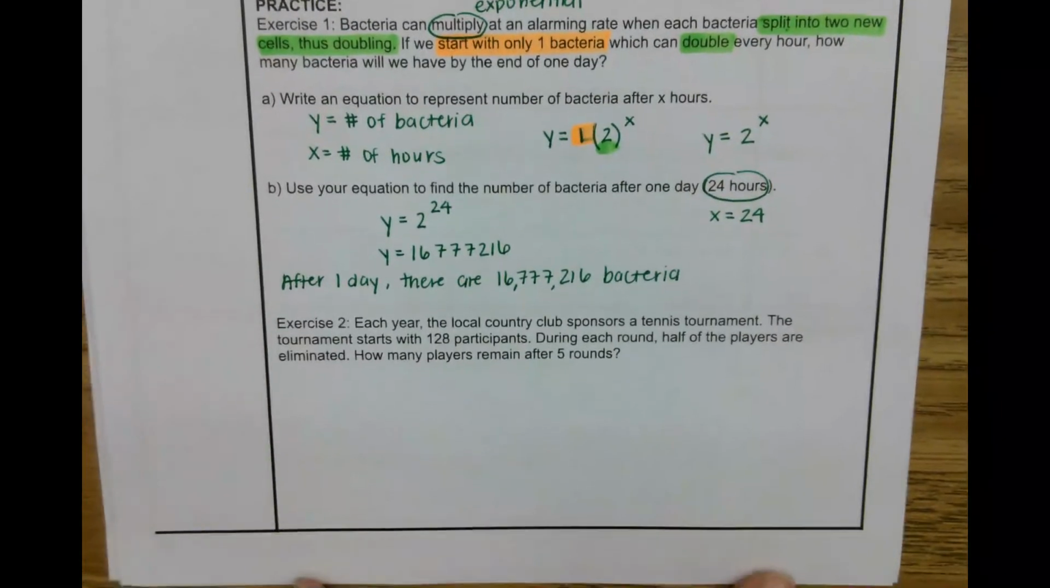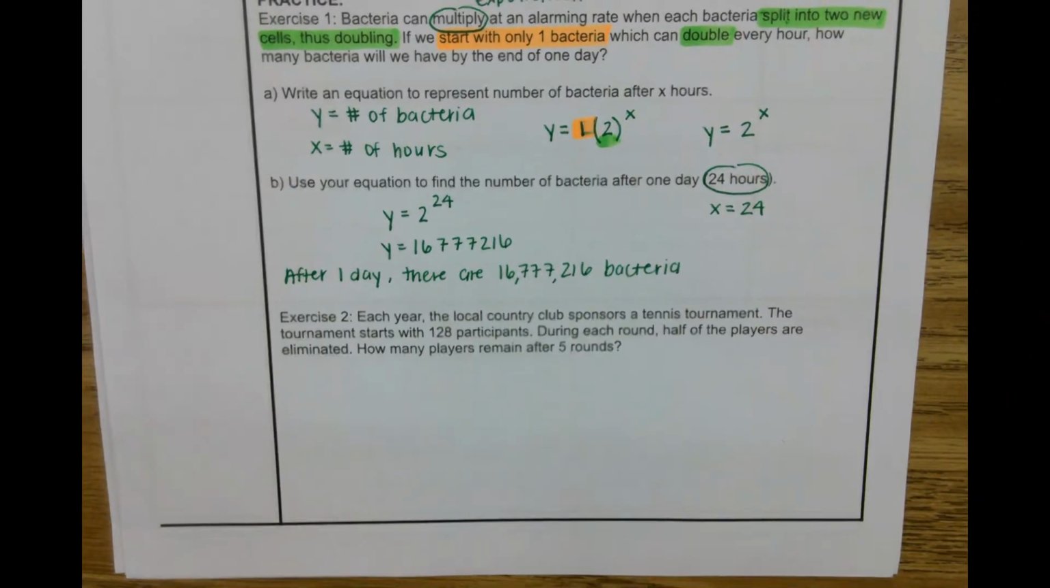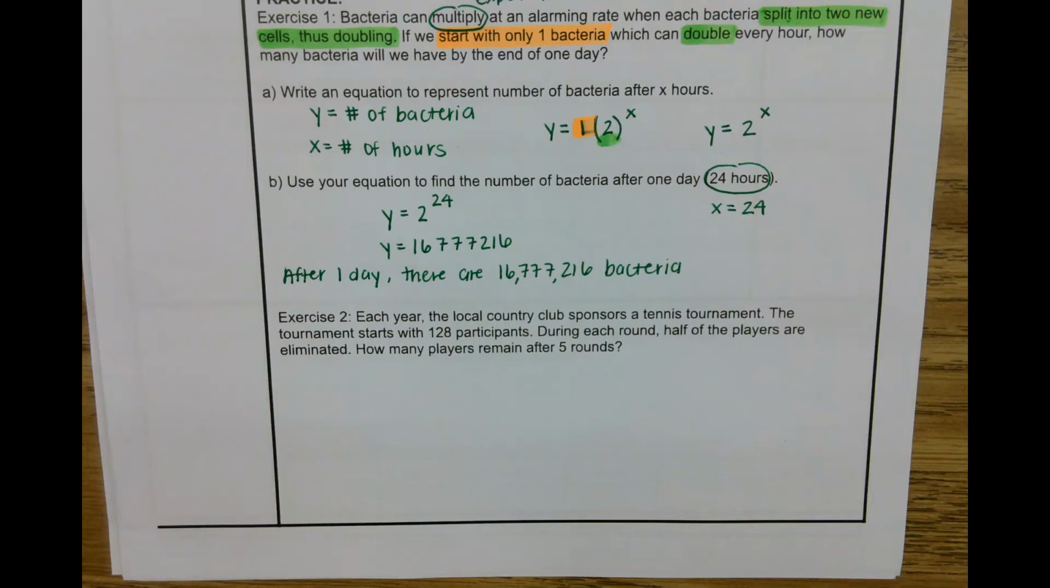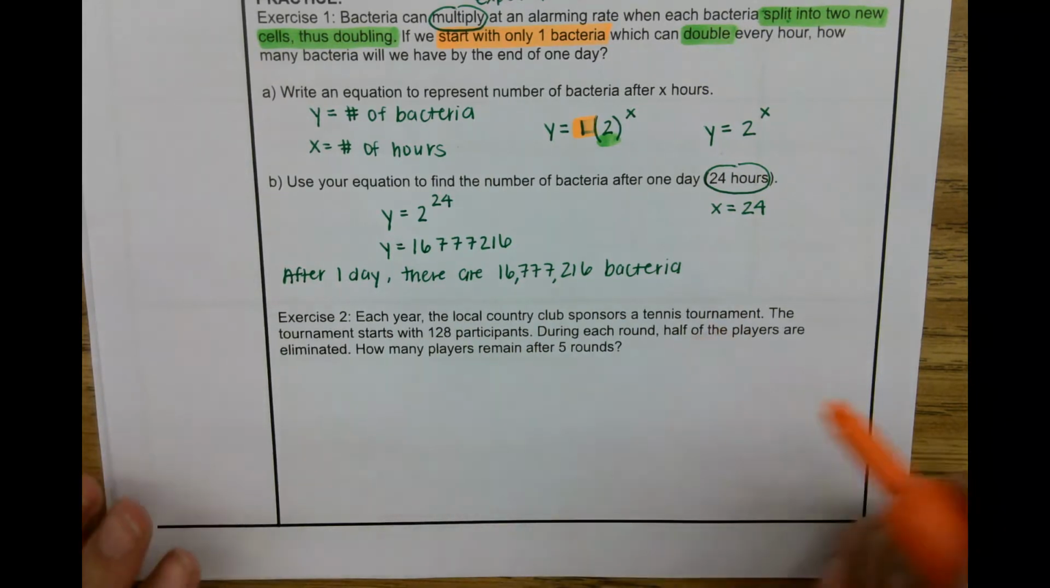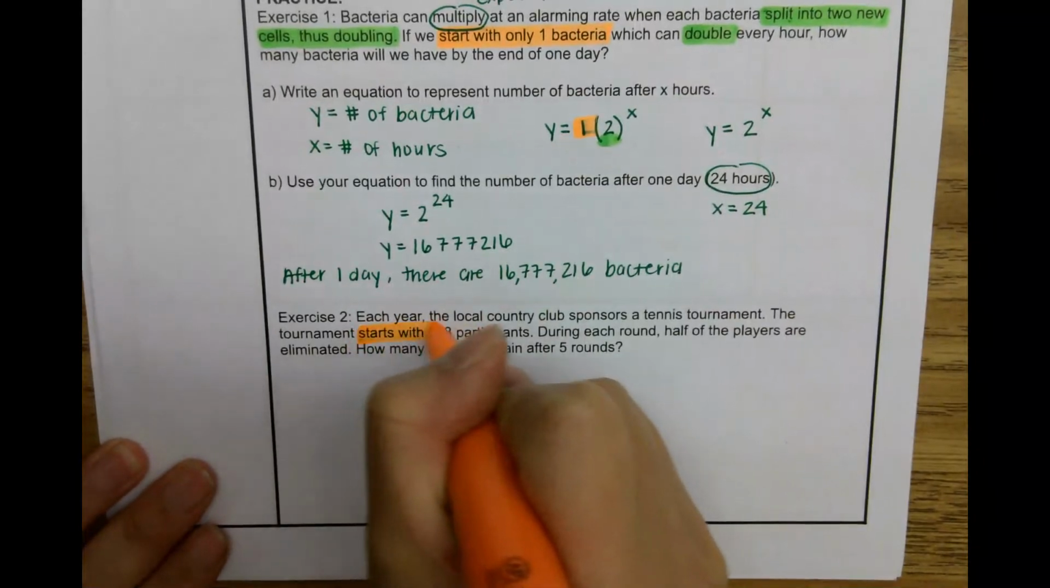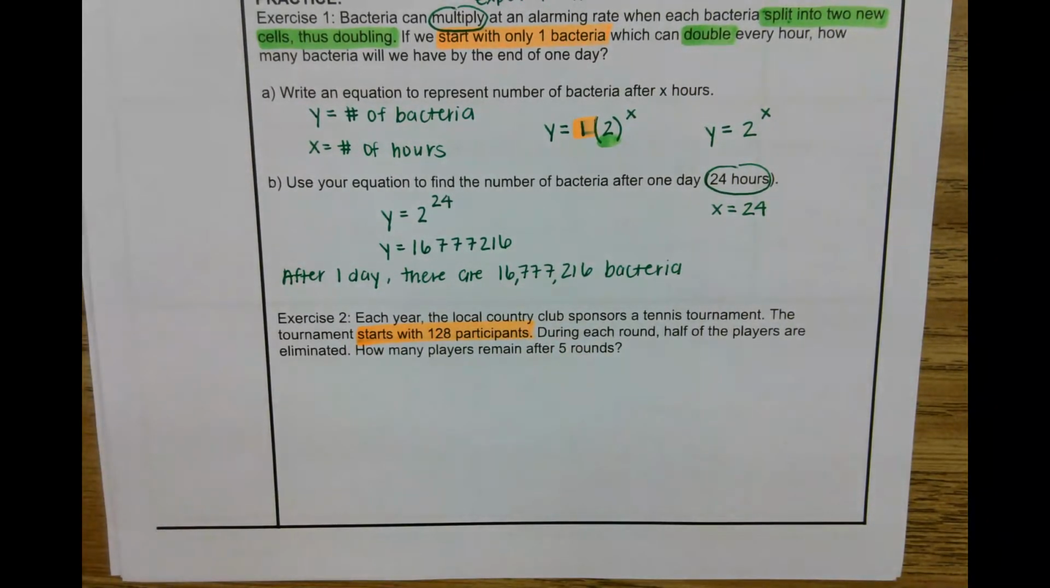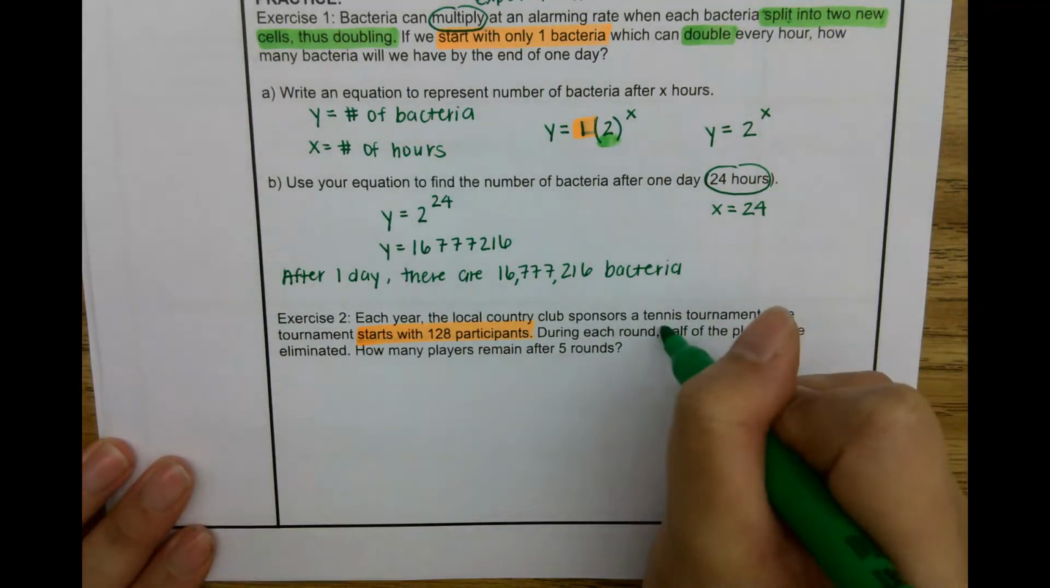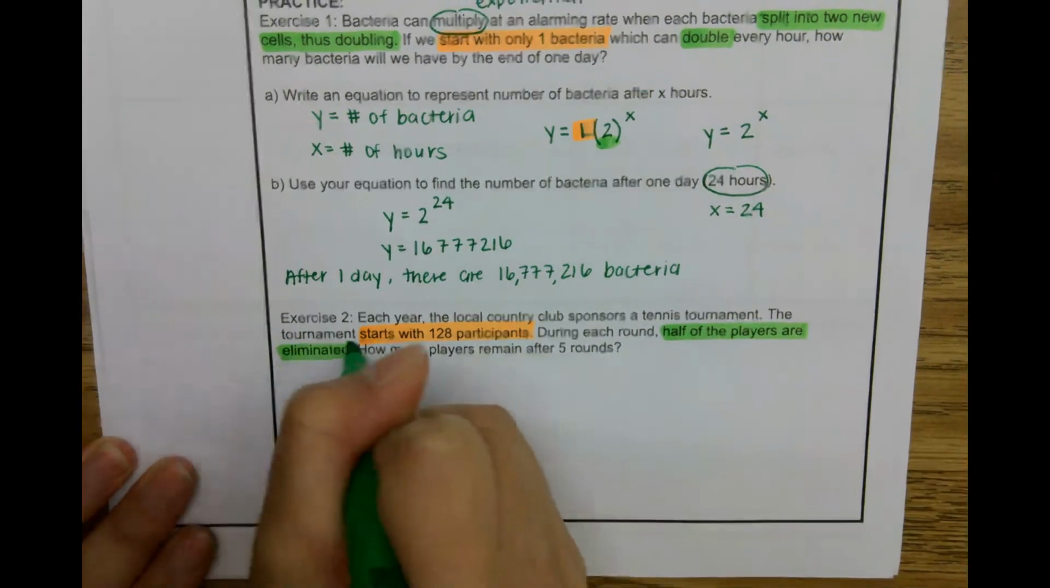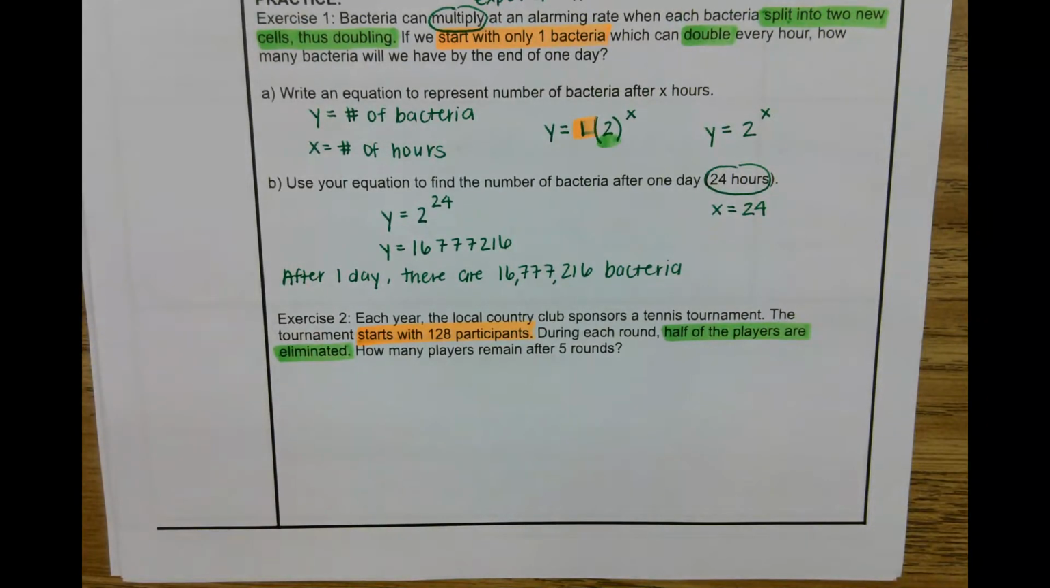Each year, the local country club sponsors a tennis tournament. The tournament starts with 128 participants. During each round, half of the players are eliminated. How many players remain after 5 rounds? Okay, so let's see what we have. So first, I know my starting amount here is 128. So that's a starting amount. I also know that during each round, half of the players are eliminated, so half are gone. And then how many players remain after 5 rounds?